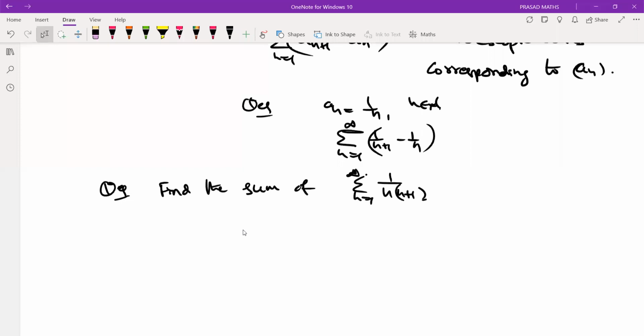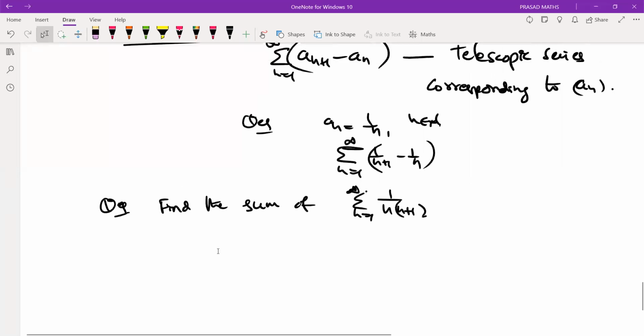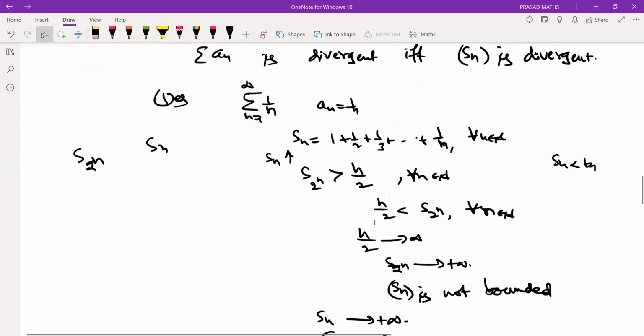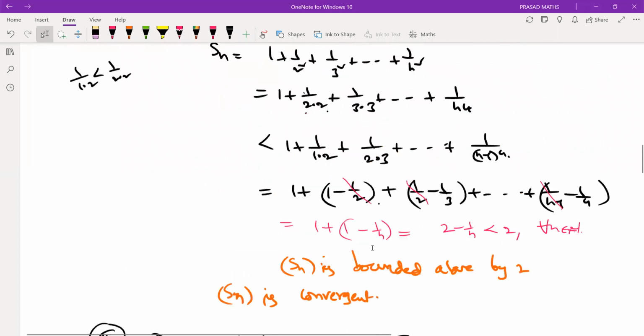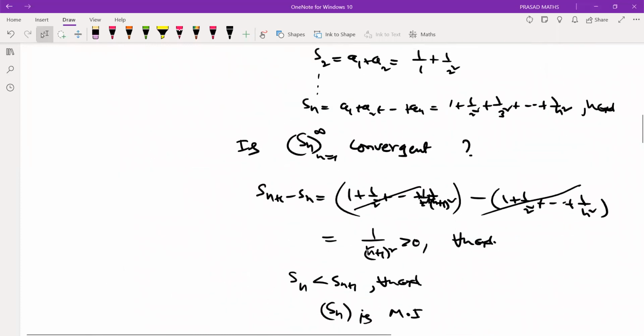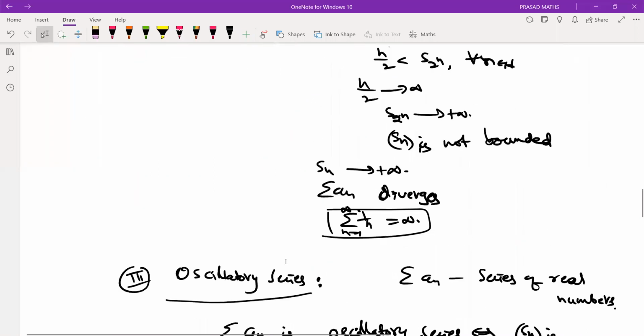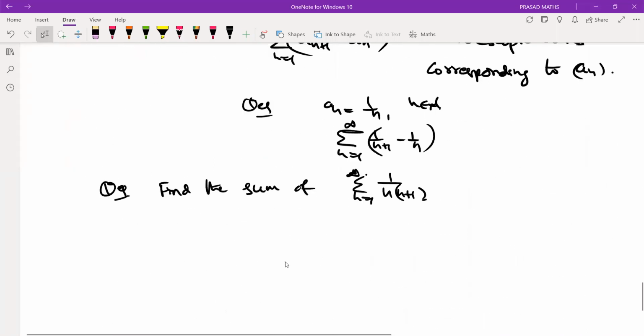So the sum value means, the limit of, what is the sum value exactly? We have seen the definition, right? What is the definition? Your series is convergent if and only if your partial sums are convergent. So the limit of Sn is exactly the same as your series value. Limit of Sn is nothing but your series value. So we need to find the limit of Sn, right?